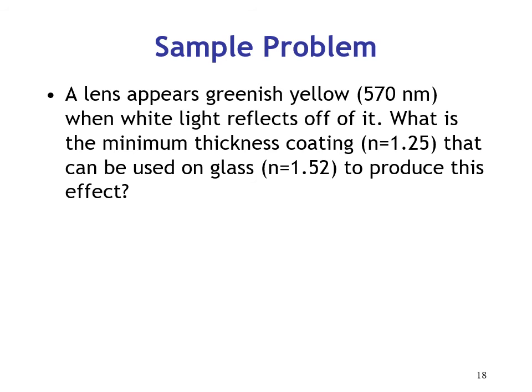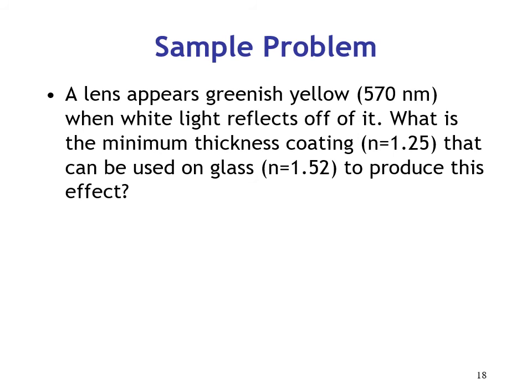All right, so let's see how a problem works. If you've ever seen a camera lens, sometimes you look at it and you see a color, like a greenish yellow color maybe, or whatever color might be reflected. You don't see the whole sunlight reflected off of it. So in this case, it appears greenish yellow, which has a wavelength of 570 nanometers. And I want to know what's the thickness of coating, and the coating thickness has an n of 1.25. That can be used on glass to produce this effect.